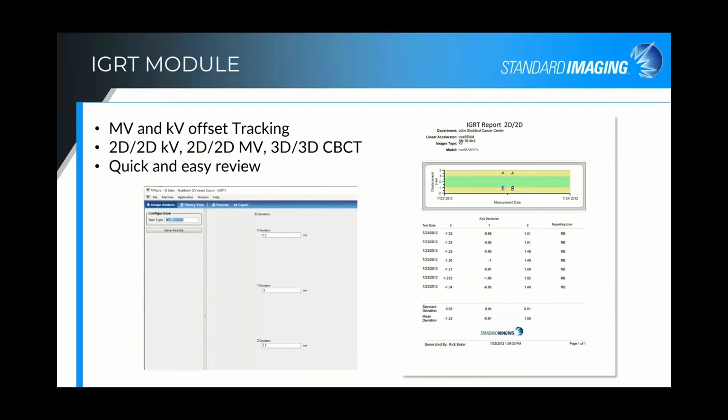IGRT module. This is kind of just a library type of system where you would use something like our Mimi Phantom to get your 2D matching and your 3D matching for the cone beam, and you would manually enter the deviations on a daily basis, and then you can actually track and trend that over time. So it doesn't necessarily have any kind of calculation results in this test itself, but it does give you reporting on the deviations from day to day for your different 2D, 2D, and 3D, 3D matching. So it's a very quick and easy review for that type of test.